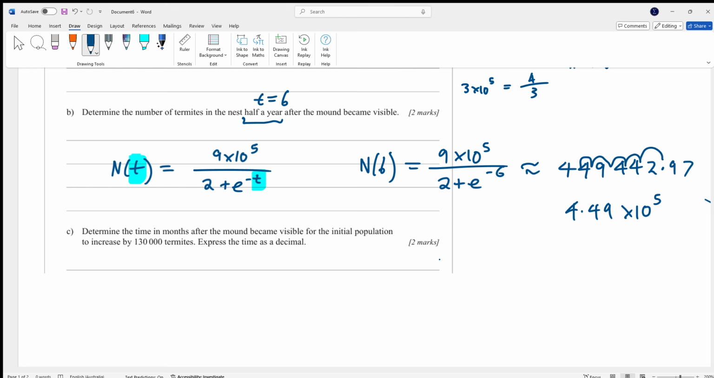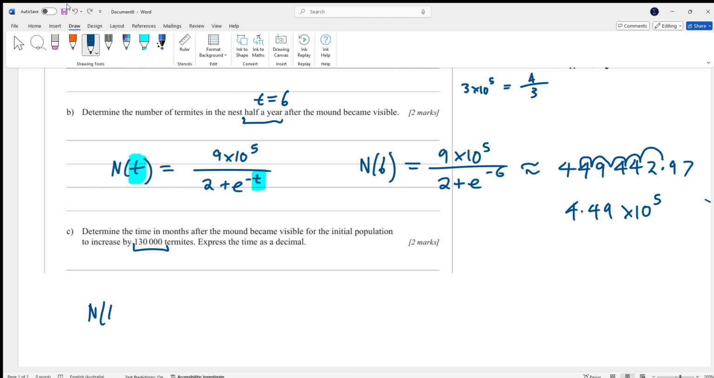C. Determine the time in months after the mound became visible for the initial population to increase by 130,000 termites. Determine the time as a decimal. So here, we need to work out how many termites were there initially, because we need to work out the time in which it's increased by that amount. So that means we need the initial amount plus this new amount here.